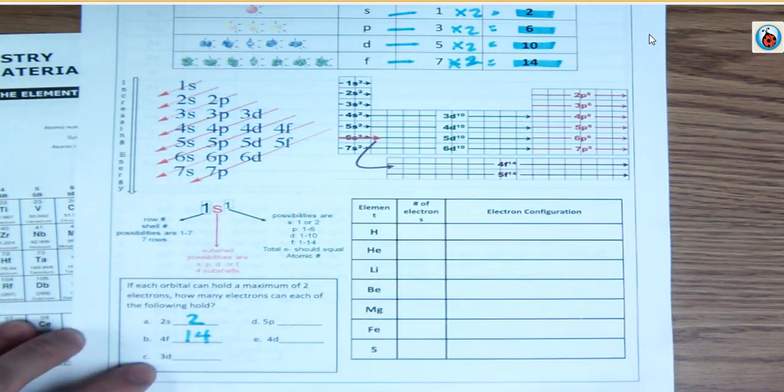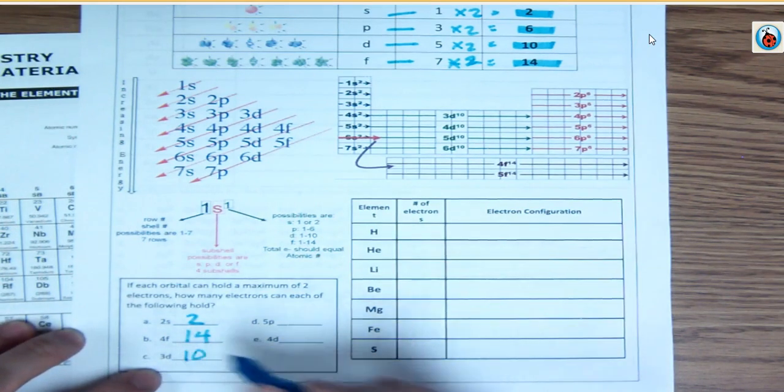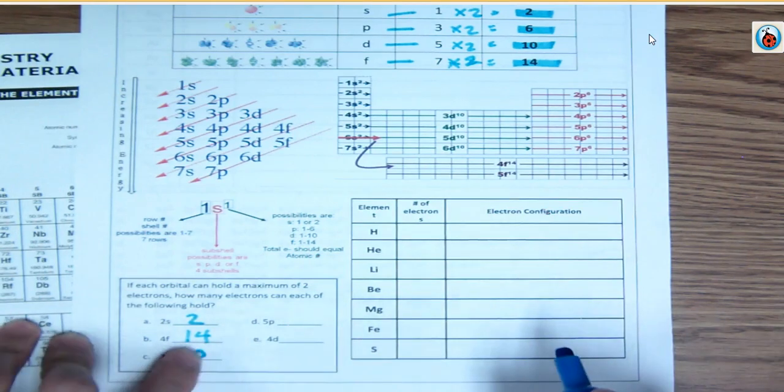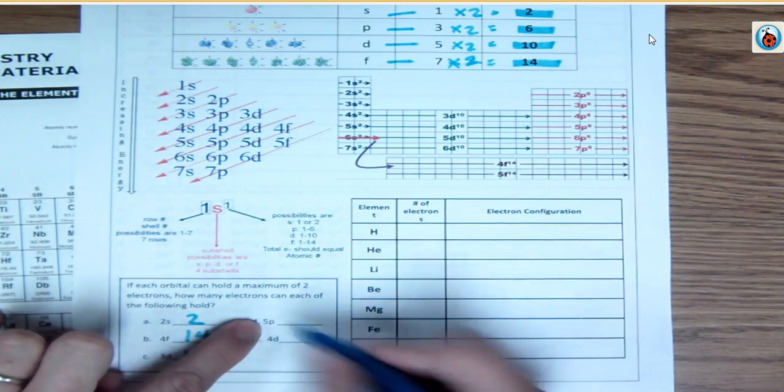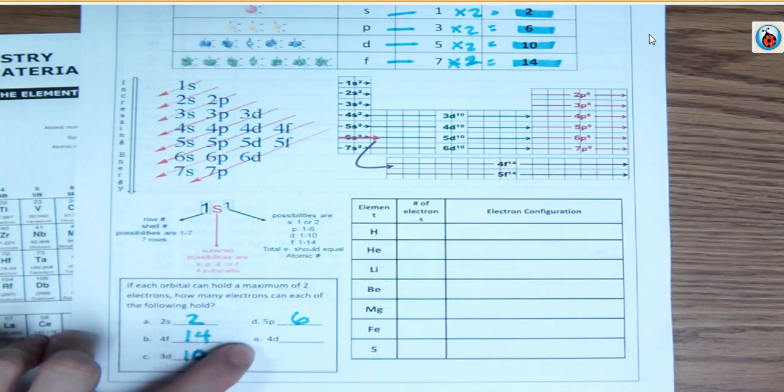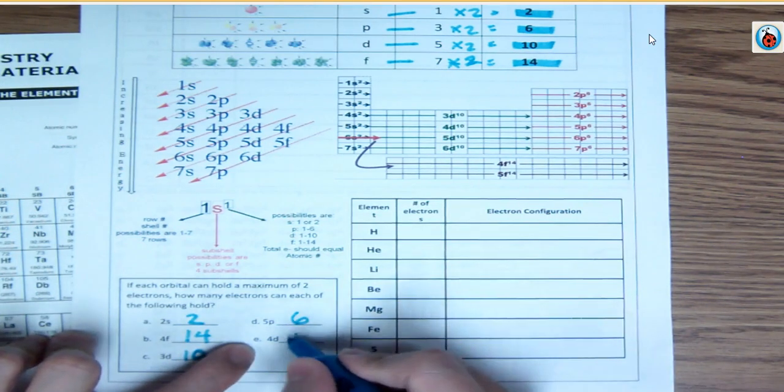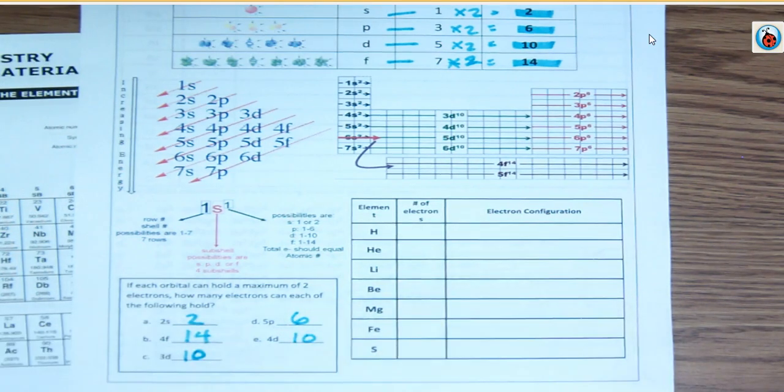And then 3D. D level can hold 10. Yep, you are right. And then 5P. P can hold what? 6. And D can hold how many? Back to D here. 10. Okay. S can hold 2. P can hold 6. D can hold 10. F can hold 14 because they have different numbers of orbitals, I'm sorry, this is the number of orbitals.